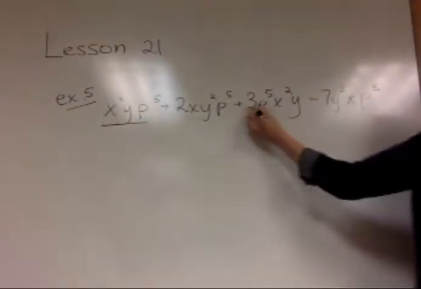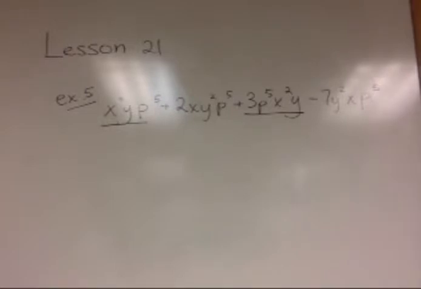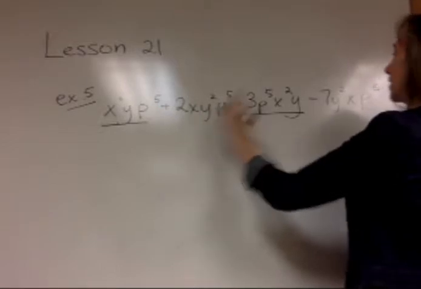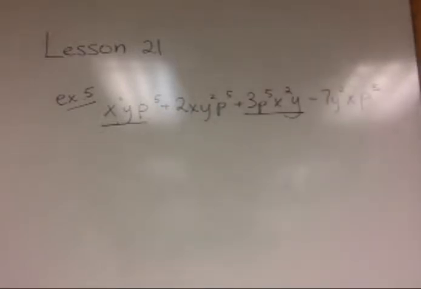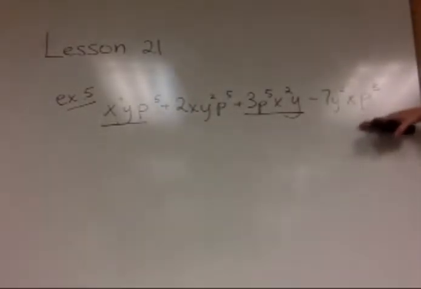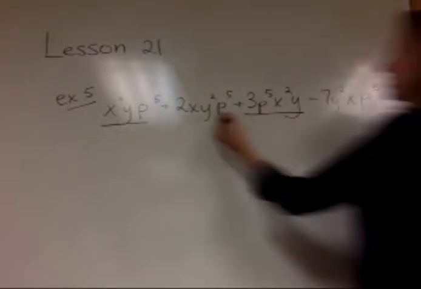Is there any more x squared y p to the 5th? No. All right, let's see if we have any other like terms. Here we have an x y squared p to the 5th. Do we have any more of those? Yes. This one right here. So I'm going to double underline those.